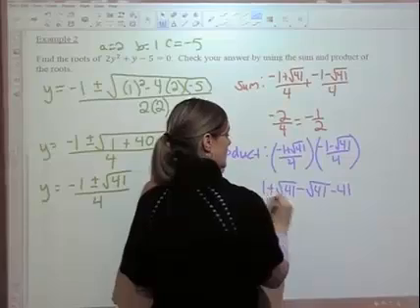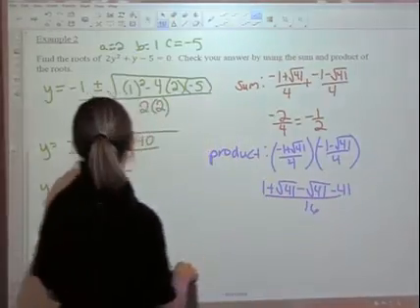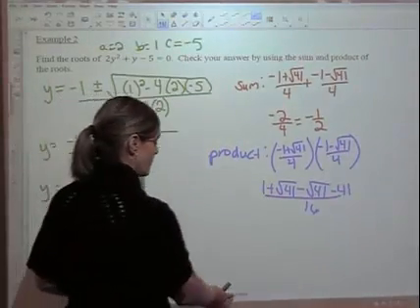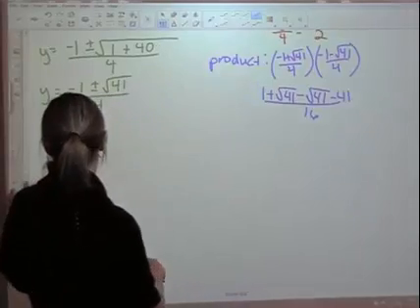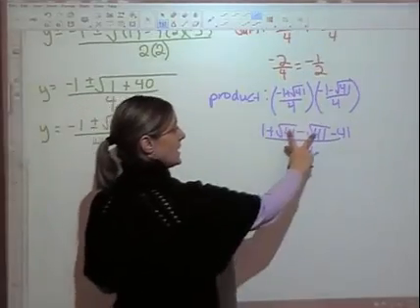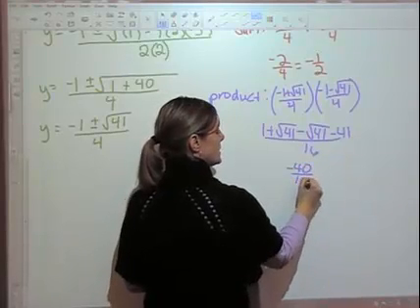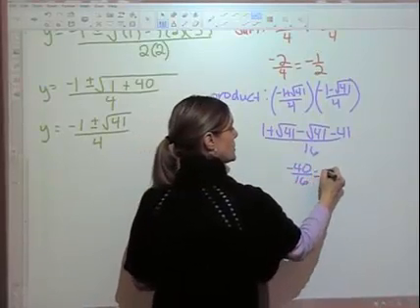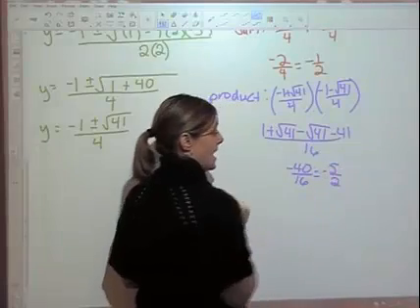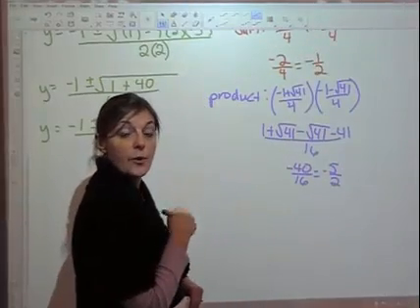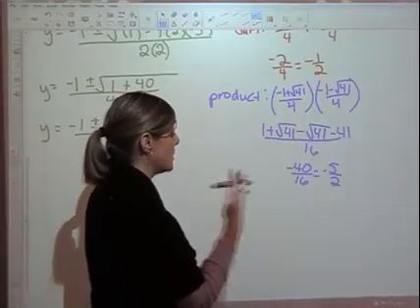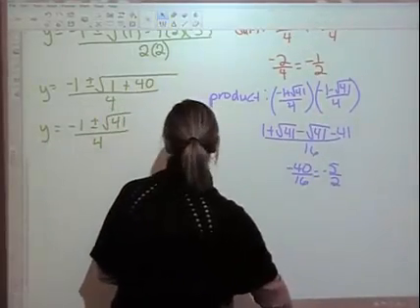And then 4 times 4 is 16. So let's simplify that a little bit. And we get, sorry about that, these two are going to cancel. So 1 minus 41 is negative 40 over 16, which will reduce to negative 5 halves if we divide the numerator and the denominator by 8. So now we just plug those in.